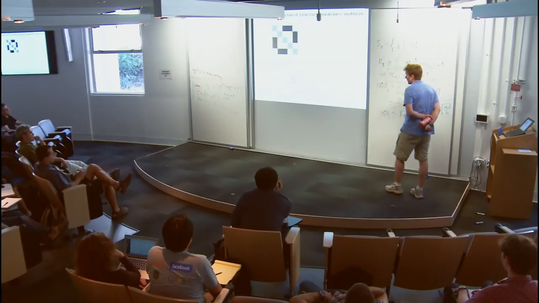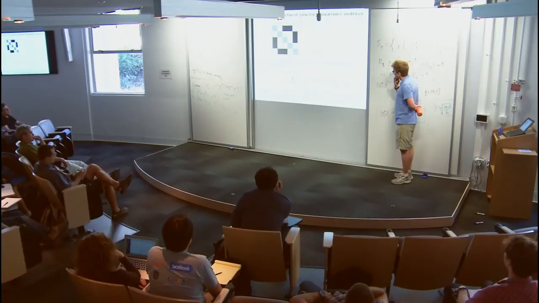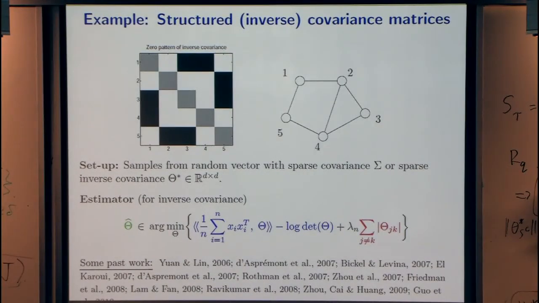And so what you'd be asking here is, I give you samples from a random vector that has a sparse inverse covariance, and then I ask, for instance, the variable selection question, which is very interesting here. I ask, when does this estimate that I solve correctly detect the zeros? That is, when does it detect the missing edges in your graph?